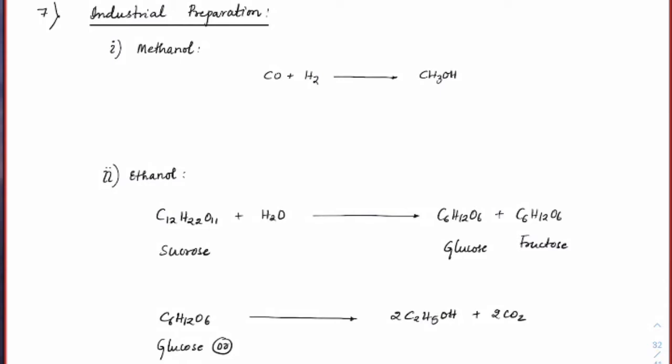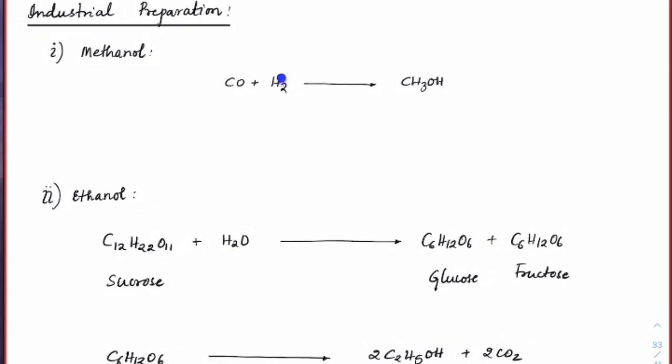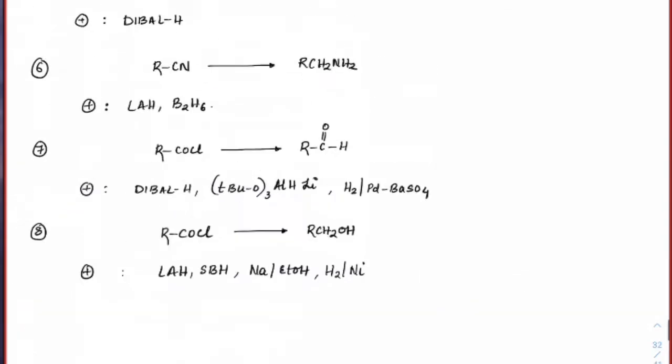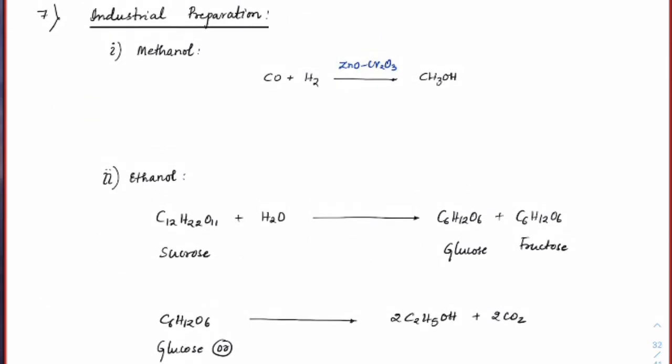Now let us come to the last preparation points, which is industrial preparation. So far we are still in the preparation reactions only. So you know that CO plus H2 is water gas, if you treat that with reagents like ZnO and Cr2O3, right? You can take the summary sheet later, guys. First start with this, write the heading as industrial preparation.